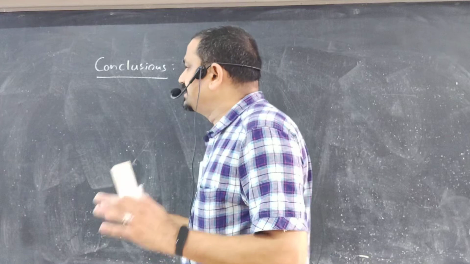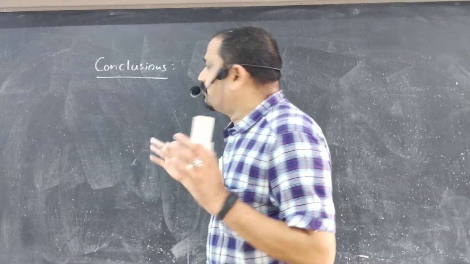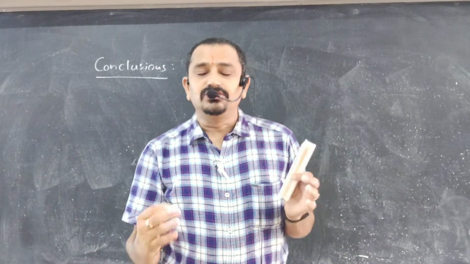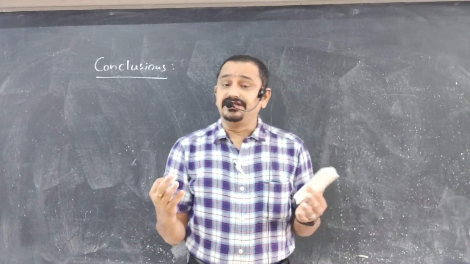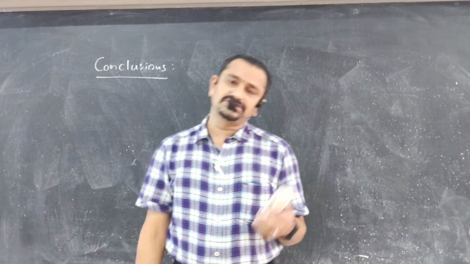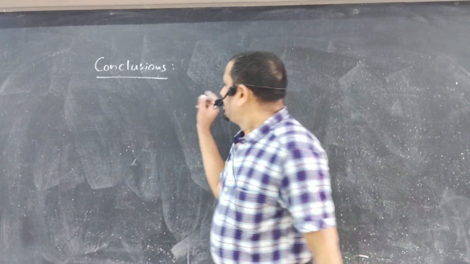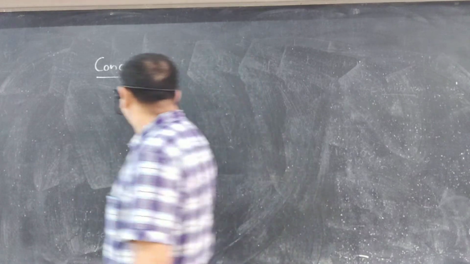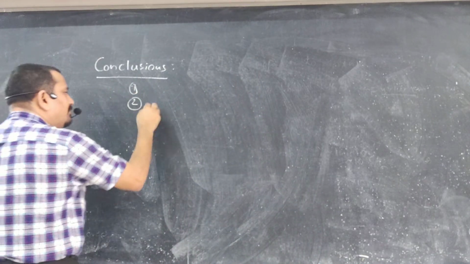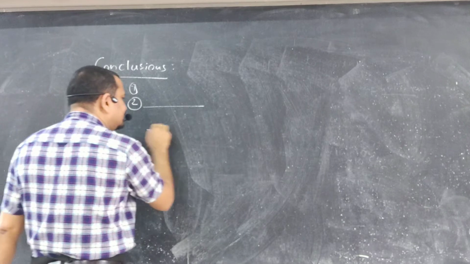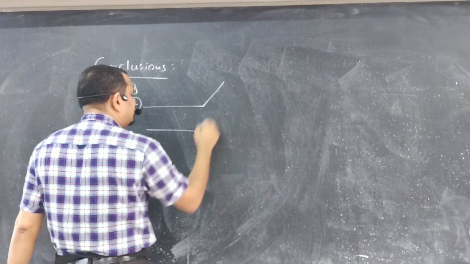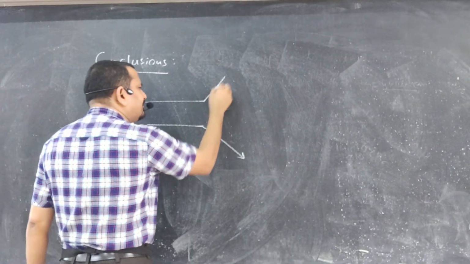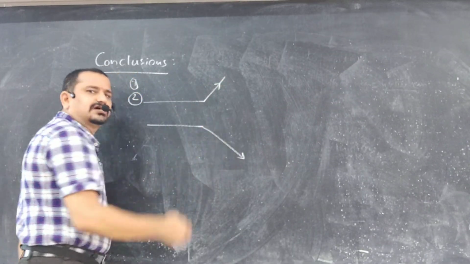The conclusion is that most of the particles are passing through the atom, which means most of the atom is empty, it is hollow, right? Most of the atom is empty. This is the first point. The next point of conclusion is that a few particles which are nearing the center of the atom were deflected at large angles, which means they are facing some repulsion with the positively charged particle.